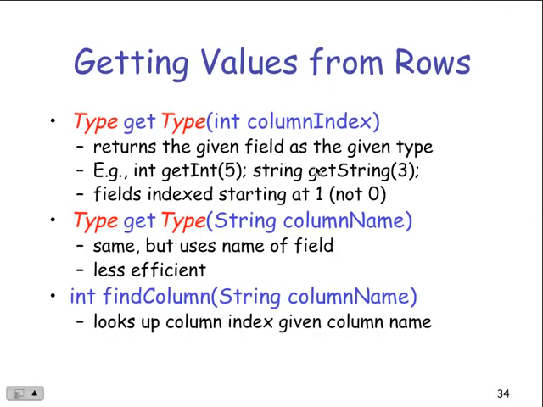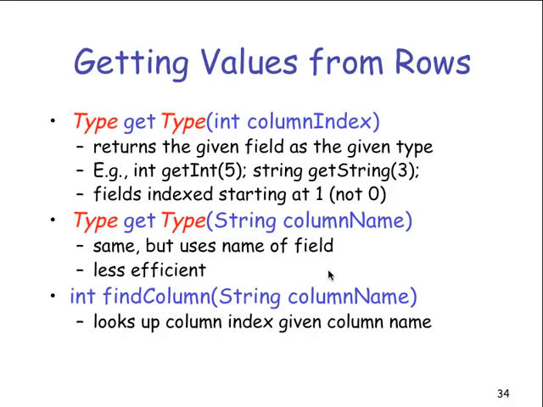Which is kind of interesting, because programmers are used to arrays and things starting with 0, but the result set actually starts with 1, which is inconsistent. So 1, 2, 3. Because database people don't talk in zeros, they talk in counting numbers. Which is kind of weird. So get type or a string gets you a string. It's the same, but it uses the name of the field. Less efficient, because now we have to look up the name of the field instead of going through the index.